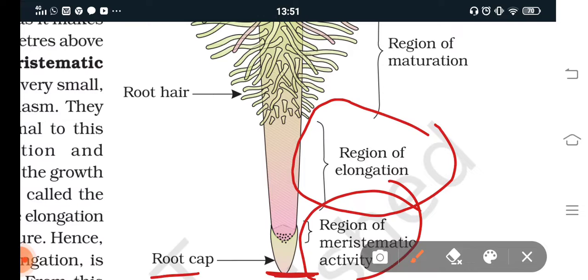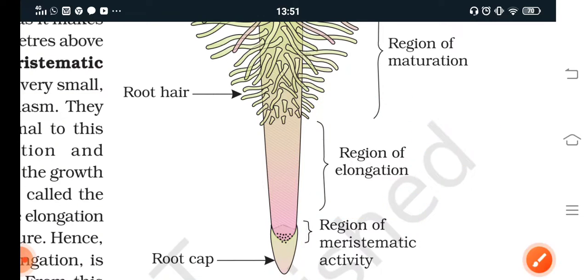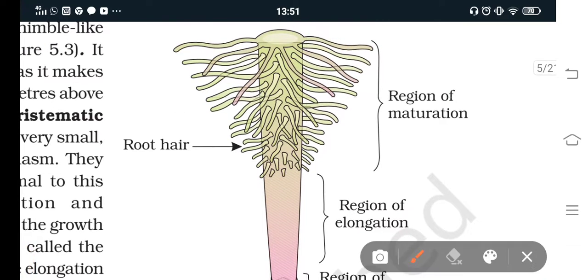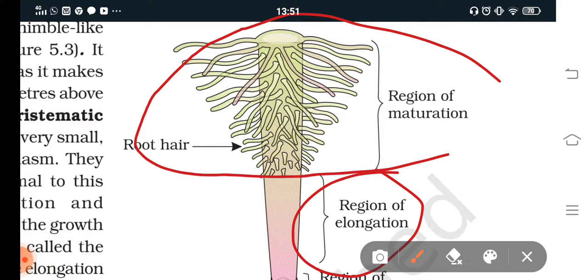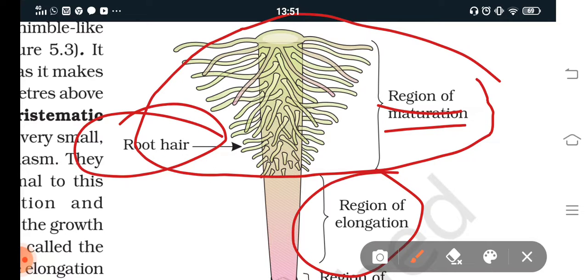Okay, now above this there is the region of elongation. Over here, this region of elongation is responsible for the growth of the plant. Gradually the cells of the region of elongation divide and mature. So above it there is the region of maturation. In this region of maturation, some of the epidermal cells form very fine, delicate thread-like structures, which are the root hairs.